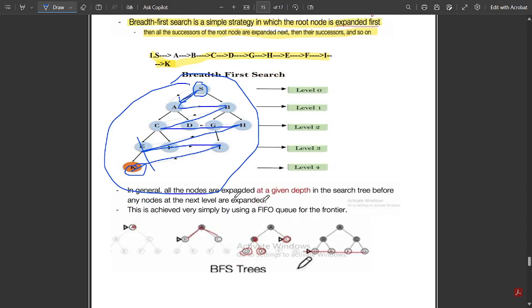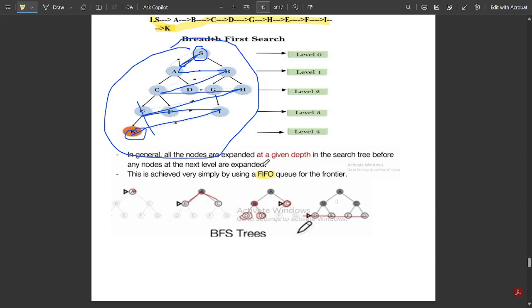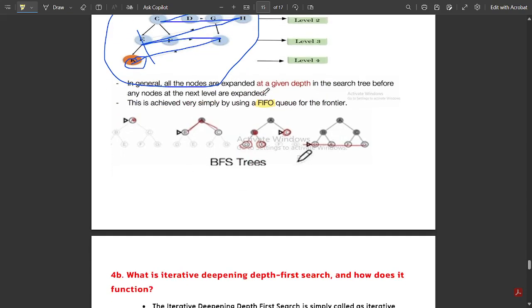In general, all the nodes are expanded at a given depth in the search tree before any nodes at the next level are expanded. This is achieved very simply by using a first in first out queue, FIFO, for the frontier. So these are basically the breadth first search trees you need to draw for different states. If you want to represent different stages, you could simply draw them, as they have mentioned here.